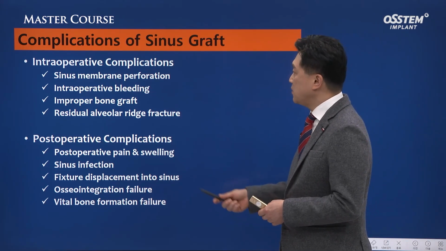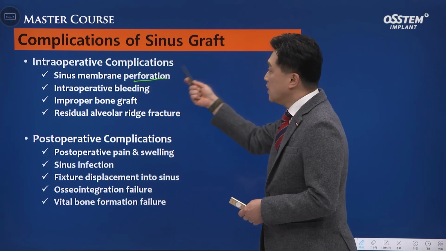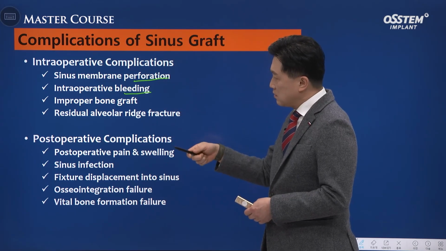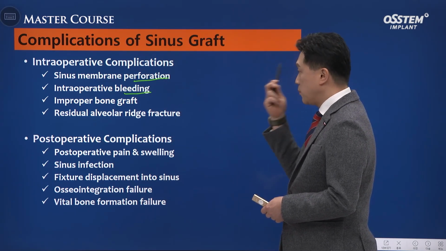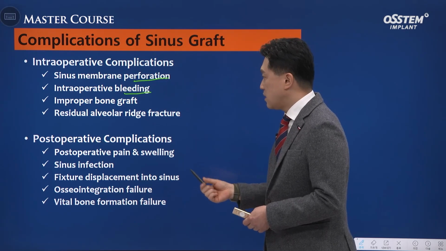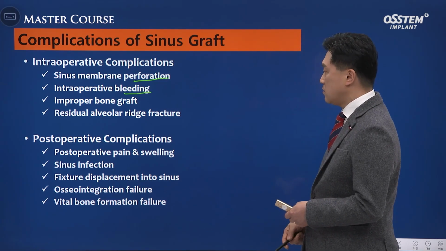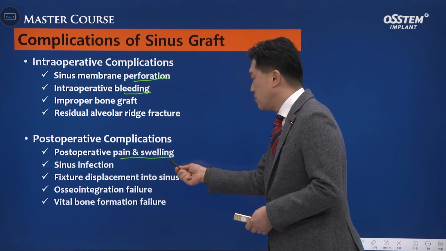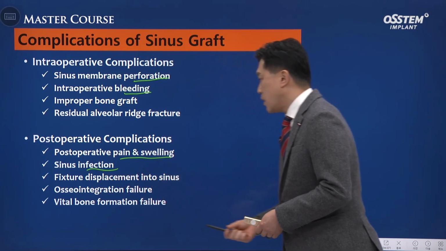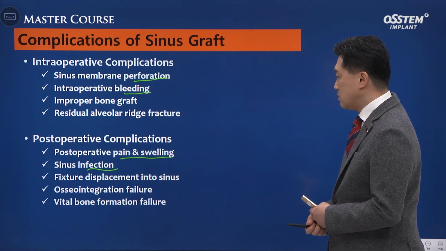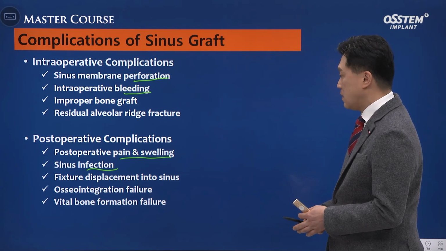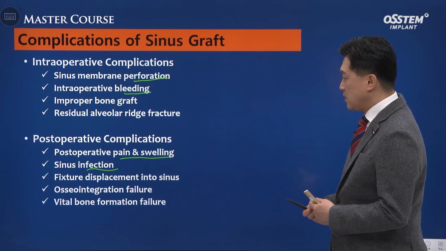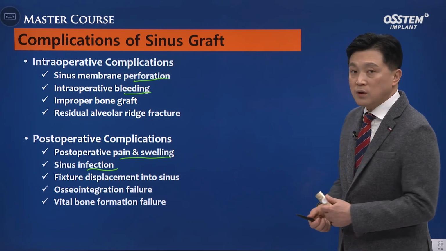Let's look at intraoperative complication. Most notably, there is sinus membrane perforation followed by intraoperative bleeding, improper bone graft, and residual alveolar ridge fracture which can occur upon drilling. If you look at postoperative complication, the most notable complication is postoperative pain and swelling and sinus infection. Also, implant displacement can occur, osseointegration failure as well as vital bone formation failure can occur.